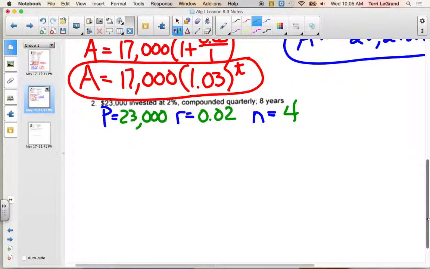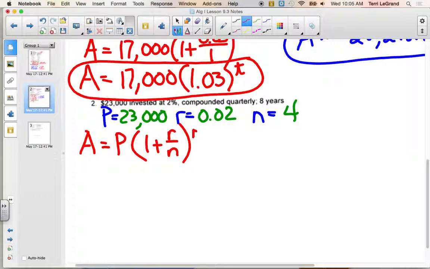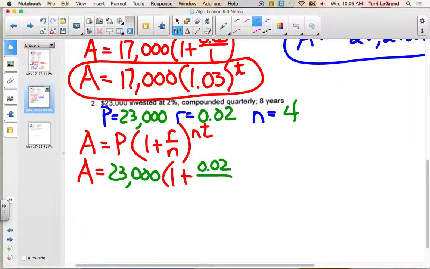Okay, and now we're ready to put it into our model, which I'm going to write down again because every time I write it down, I actually am going to remember it better. A equals P times 1 plus r over n to the nt power. I'm going to put my 23,000 in for P, my 0.02 for r and my 4 for n. And then I'm going to put in 4 for n again, and take it times t.